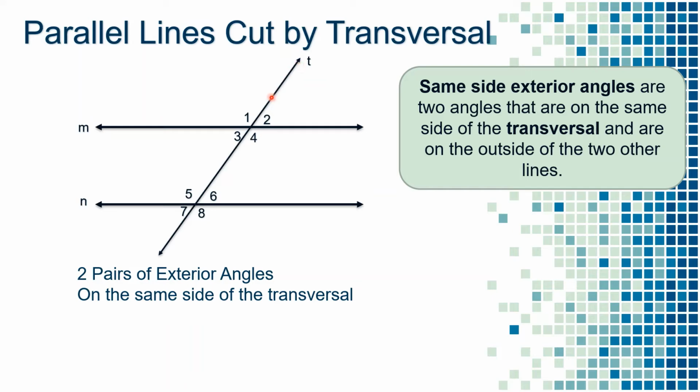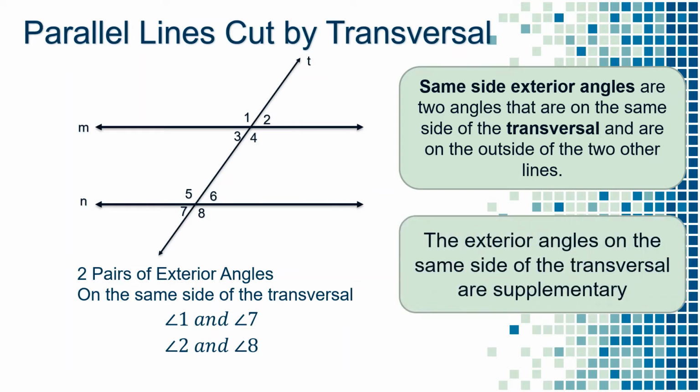So if T is the transversal, the exterior angles on the same side of the transversal are 1 and 7. Another pair is 2 and 8. Now, what can you say about exterior angles on the same side of the transversal? Correct. The exterior angles on the same side of the transversal are supplementary.